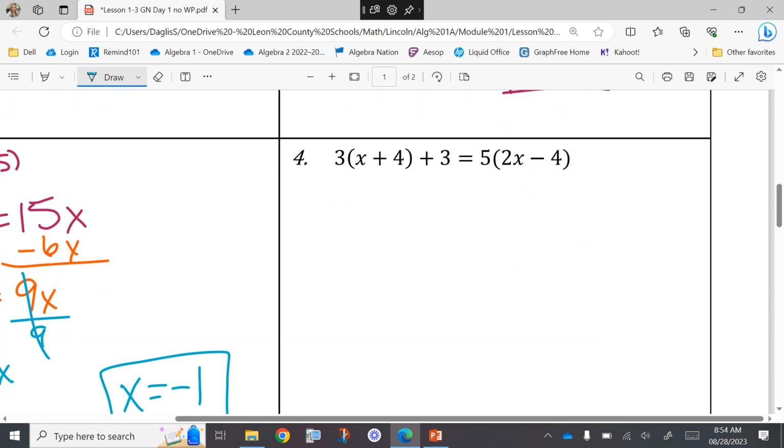So we're going to do it same down here. I'm going to do 3 times x, which is 3x, and 3 times 4, which is 12. Still have plus 3 on the end. Didn't mess with that. It's just still here. Equals, I'm going to distribute on the other side also. What's 5 times 2x? 10x. And 5 times negative 4? Negative 20.